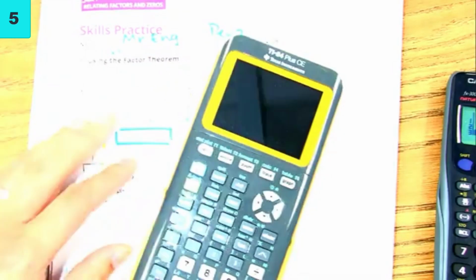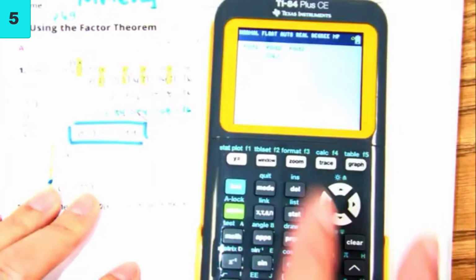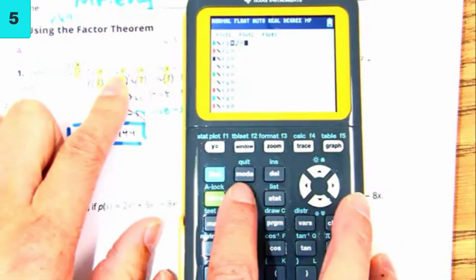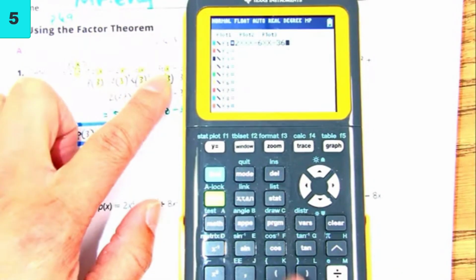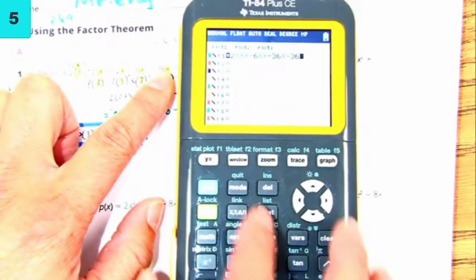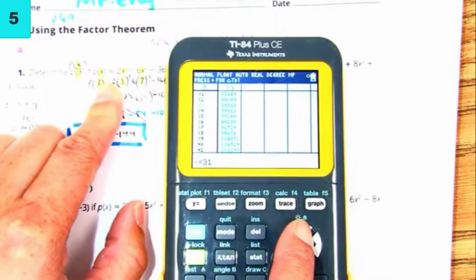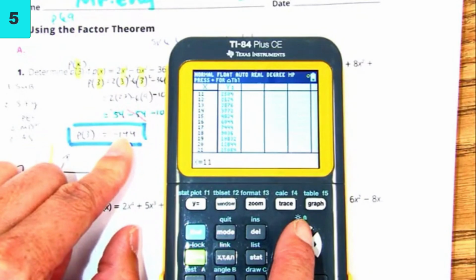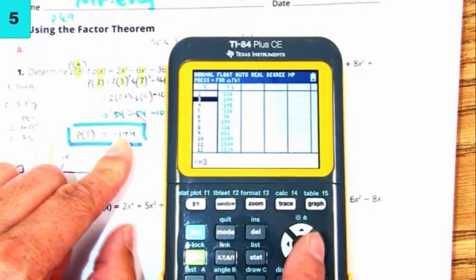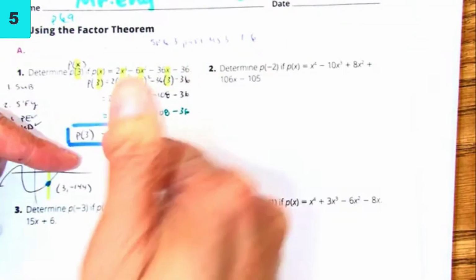Or one of these calculators, which I still have 30 to check out. Especially if you're a junior and you're begging for free calculus help, you will use this calculator. 2x to the third minus 6x squared minus 36x minus 36. If I go to my table and I scroll down to 3, I'm going to get an answer of negative 144. Negative 144. So although you're doing this by hand, you can easily make a mistake. You can check your calculator.